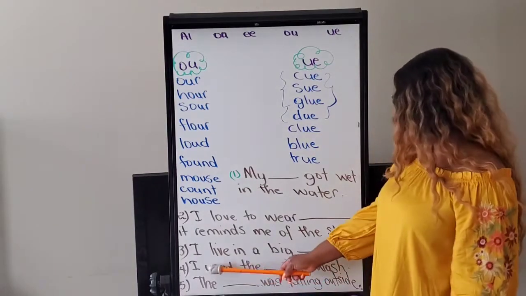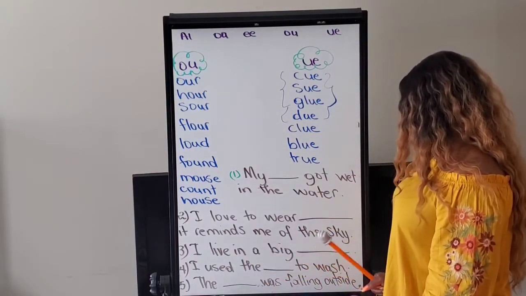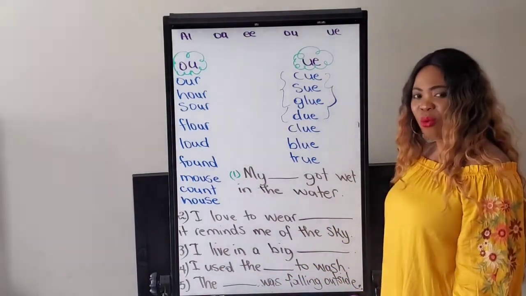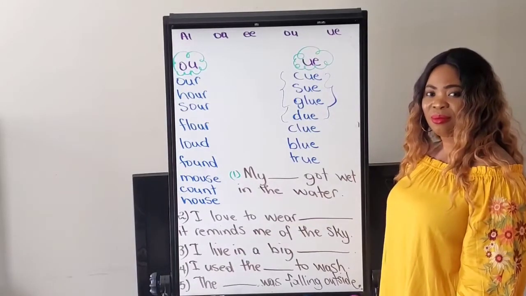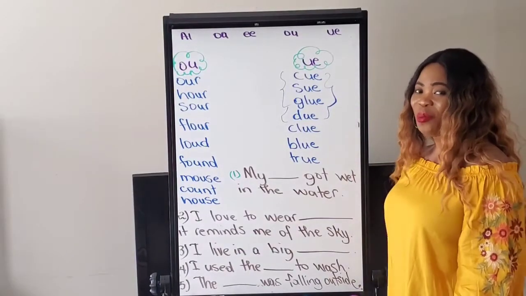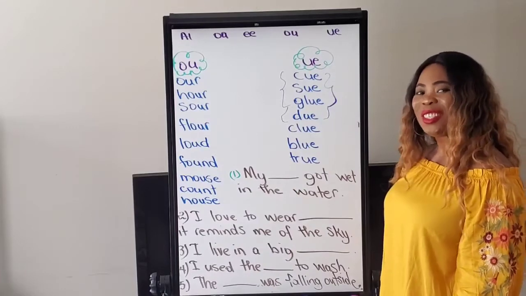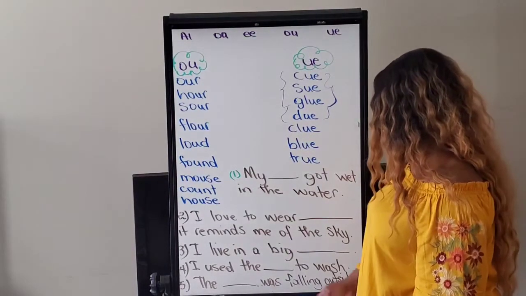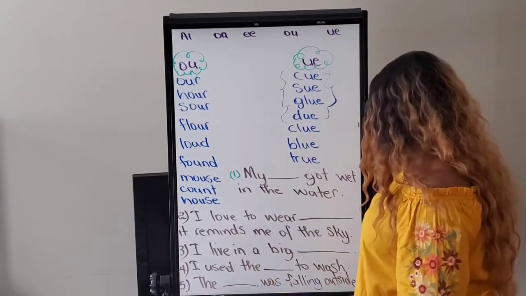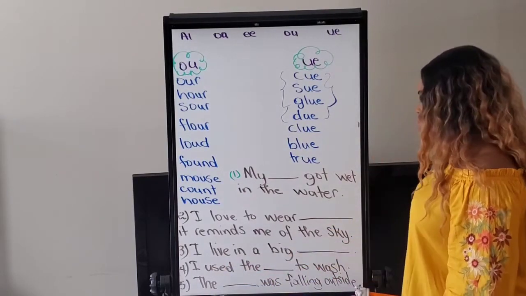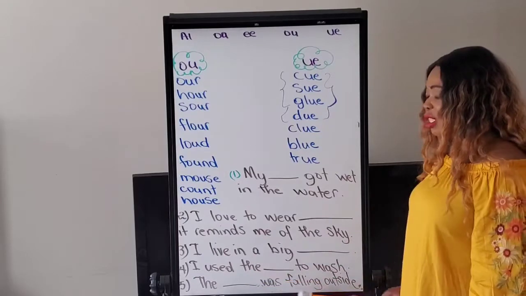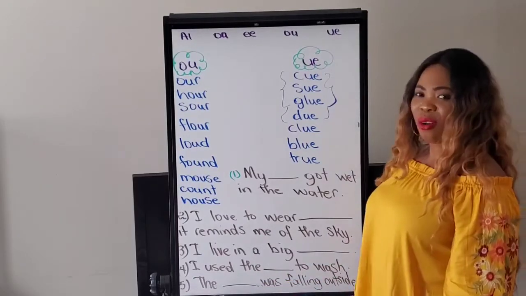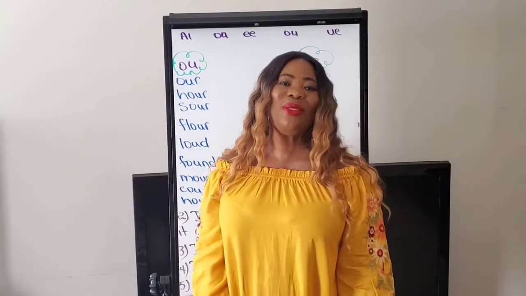All right, next. I used the dash to wash. Now, which word could you put there? Yes, if you said soap, you are correct. I used the soap to wash. Beautiful, my geniuses. All right, and the last one. The dash was falling outside. The dash was falling outside. I know you know that one. The rain was falling outside.